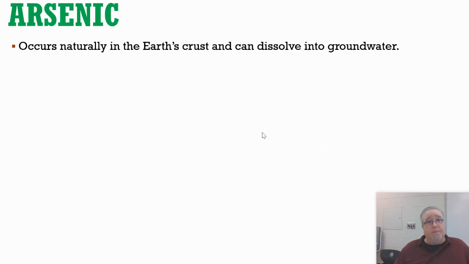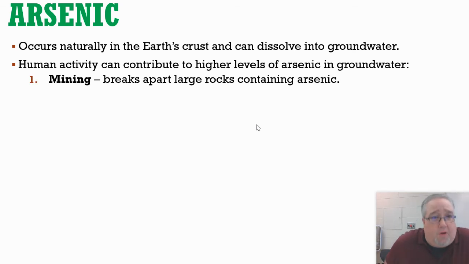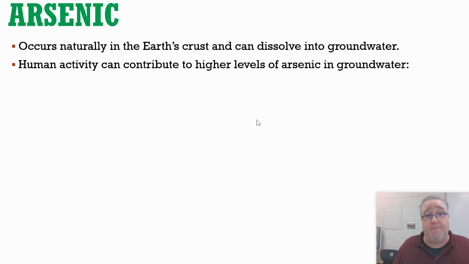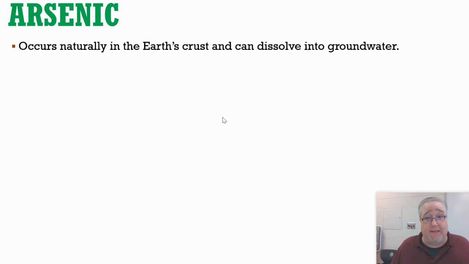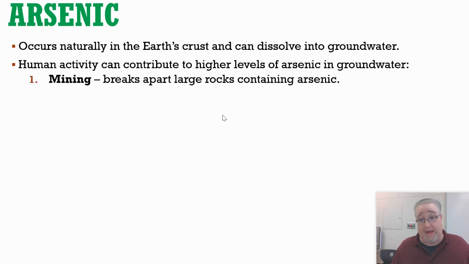All right, arsenic. Arsenic, kind of like lead, can get into groundwater. It is a heavy metal. Arsenic is naturally found in the crust of the earth, and it can dissolve into groundwater if it comes in contact with groundwater. Now, usually that's very minimal, except when humans disrupt the land and they disrupt the Earth's crust, and it could cause high levels of arsenic to actually get into groundwater.